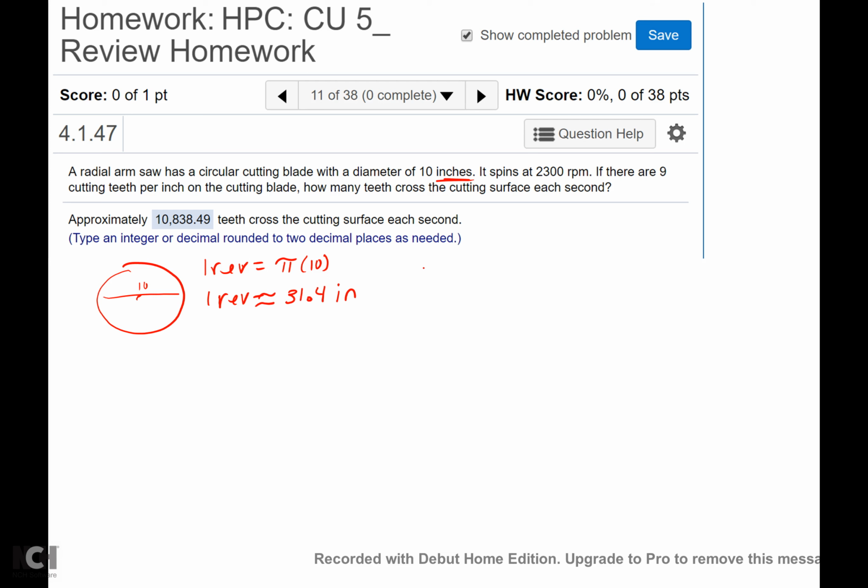So I know that I can convert, if this thing is doing 2300 revolutions per minute, and I want to get to teeth per second. Alright, first of all, let's get rid of minutes. So to get rid of minutes, I'm going to put minutes on top, and I can go to seconds on the bottom. There are 60 seconds in 1 minute. So now I've got revolutions per second. I want teeth per second.